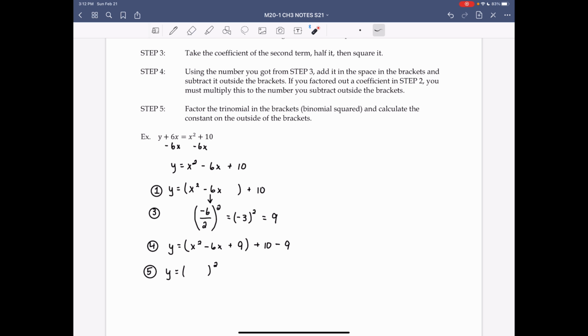So we've made a perfect square trinomial, and perfect square trinomials factor to a binomial squared. Let's see what this one factors to. We would need two numbers that multiply to 9 and add to -6. That would be -3, -3. So they're both the same. They're always going to be the same because it's a perfect square trinomial. Then it factors to (x - 3)(x - 3), or (x - 3) squared. And on the outside, we have plus 10 minus 9, which equals plus 1.